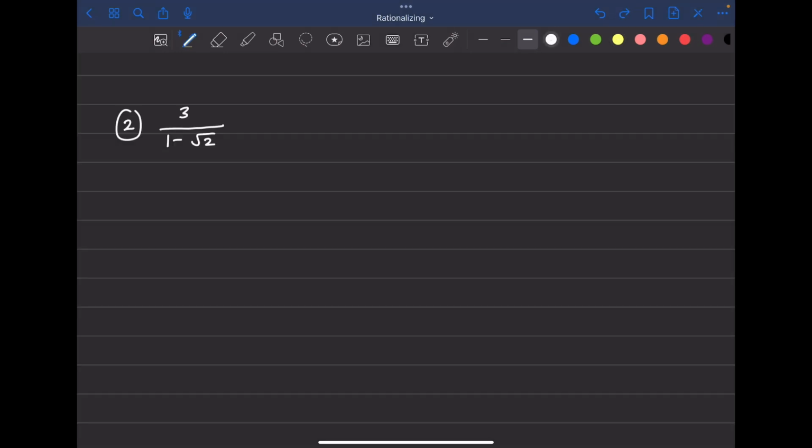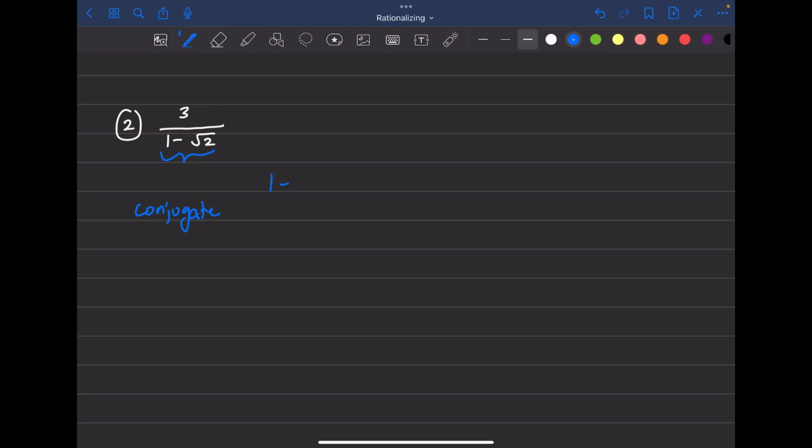Okay, moving on to the next question. This is a bit harder because this time we can't really multiply both sides by root 2, because this will give us a root 2 with the 1, because 1 times root 2 is root 2, so we wouldn't really get rid of that. So there's a nice trick in math called the conjugate. I'm going to write it here. Conjugate. Basically what this means is that we have to multiply the denominator by itself with the sign flipped.